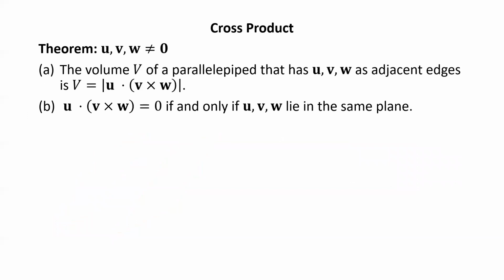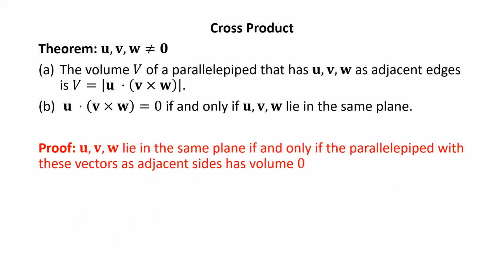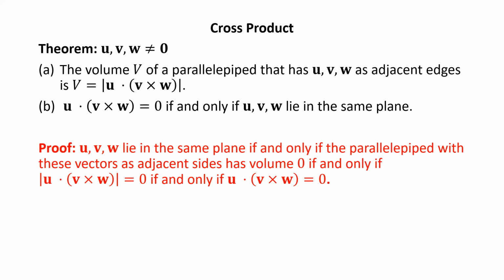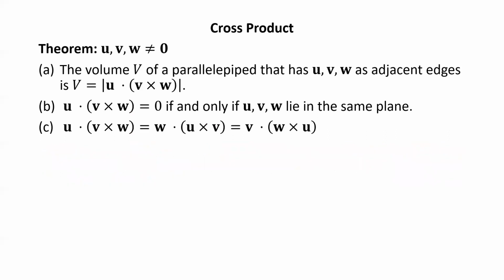Okay, part B, u dot v cross w is 0 if and only if u, v, and w lie in the same plane. Well, u, v, and w lie in the same plane if and only if the parallelepiped with these vectors as adjacent sides has volume 0. If and only if the absolute value of the scalar triple product is 0. And remember that the absolute value of a number is 0 if and only if the number itself is 0. So the absolute value of u dot v cross w is 0 if and only if u dot v cross w is 0.